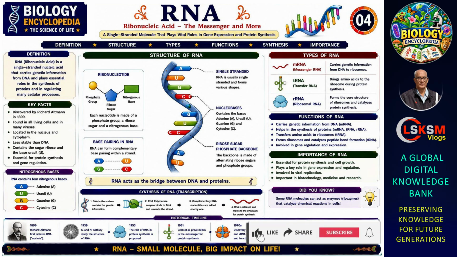4. RNA. RNA plays a vital role in carrying and translating genetic information into proteins. Explore its major types, structure, functions, and importance in gene expression.